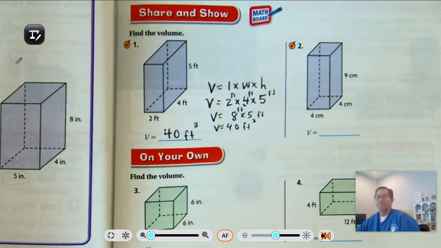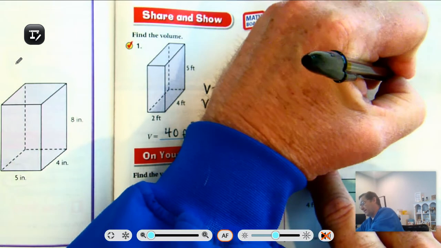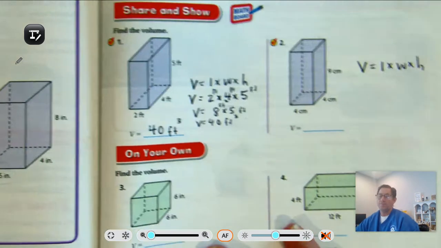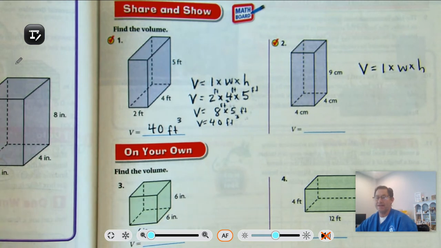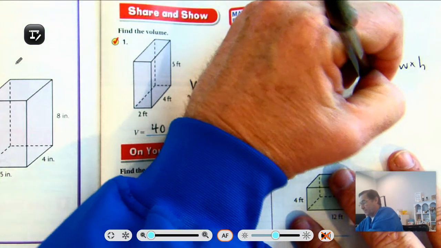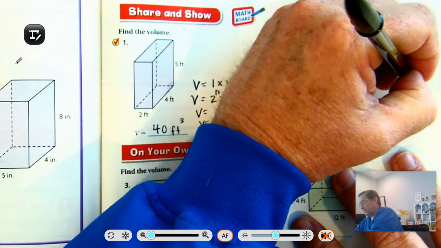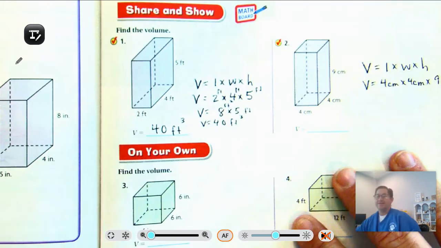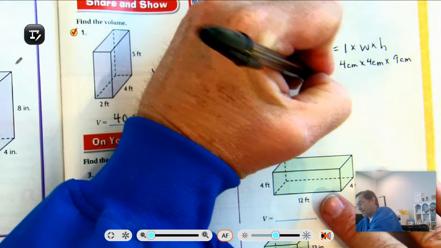Number 2. Okay, again, we're asked to find the volume. So what is the volume formula? Length times width times height, or capital B for base times height. And we're going to plug in the numbers. 4 centimeters for the length, 4 centimeters for the width, and it has a height of 9 centimeters. So 4 times 4 times 9.